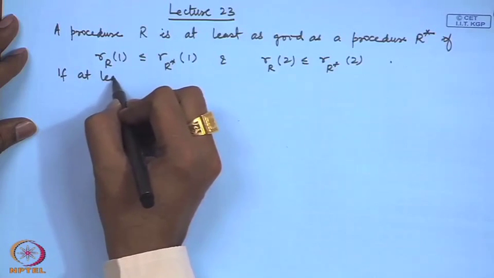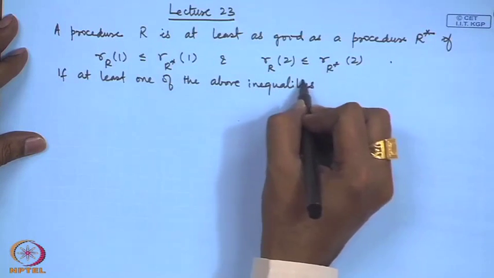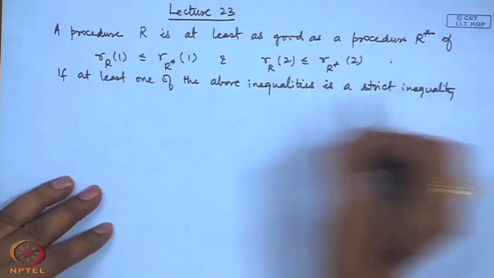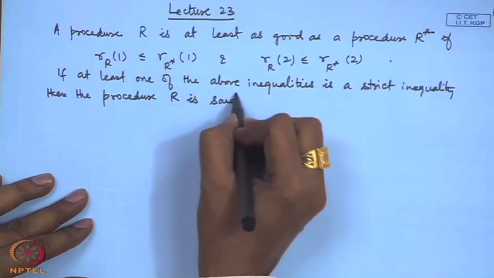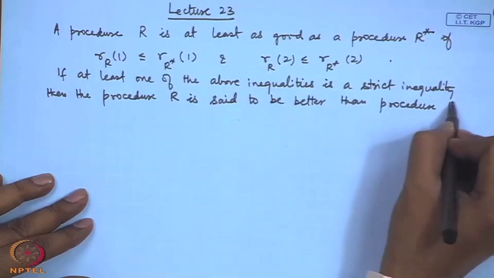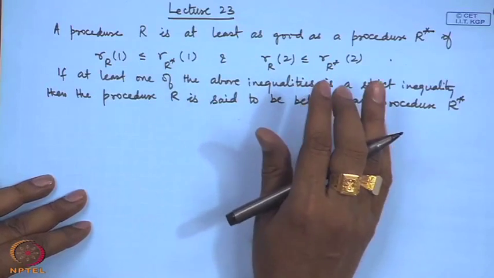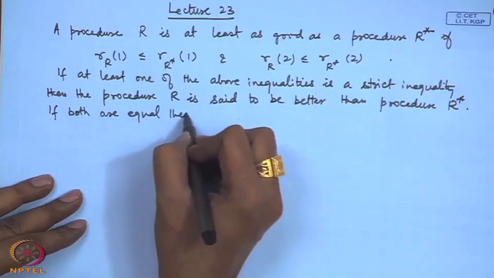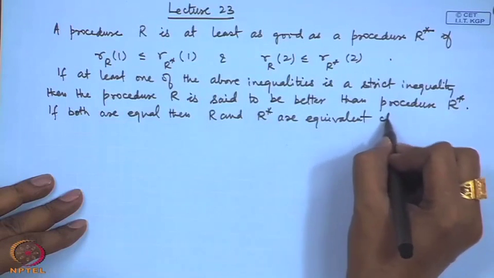If at least one of the above inequalities is a strict inequality, then the procedure R is said to be better than R star. When we say less than or equal to, it includes the case of equality also. So, when both of them are equal, then R and R star are said to be equivalent classification procedures.